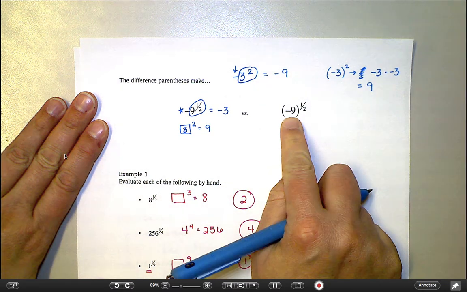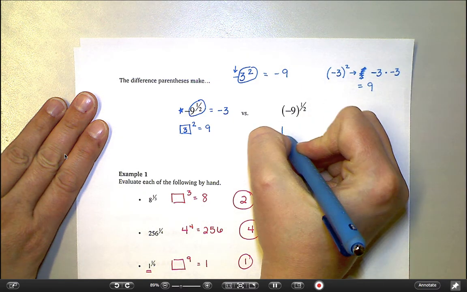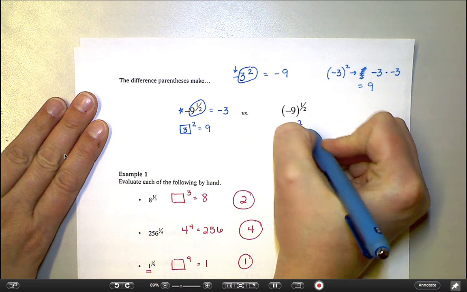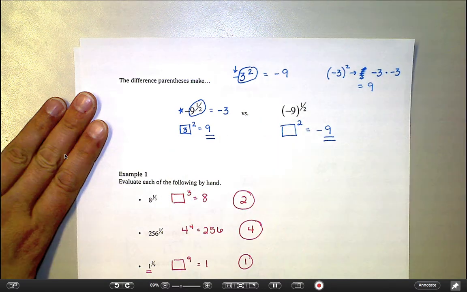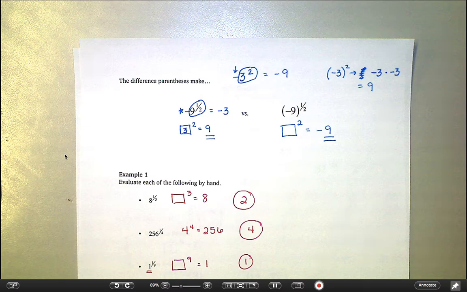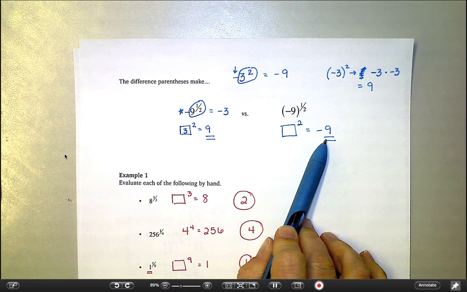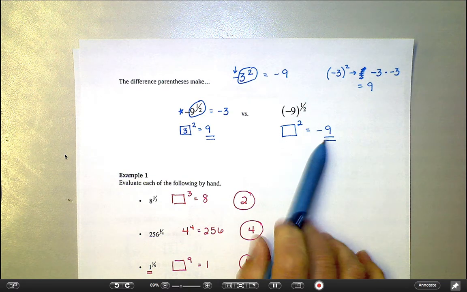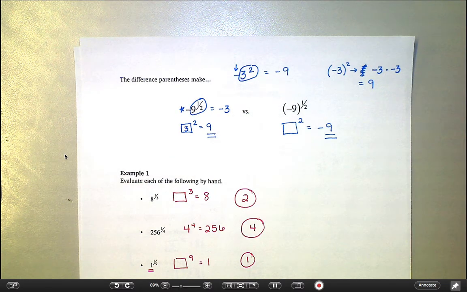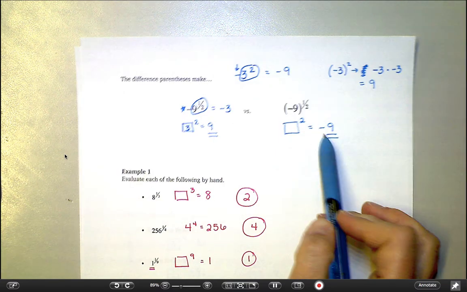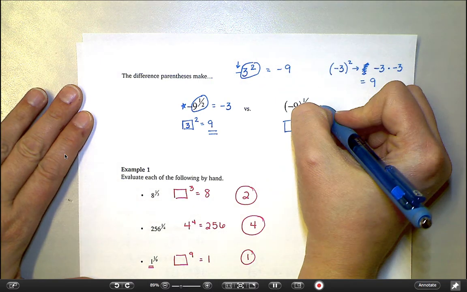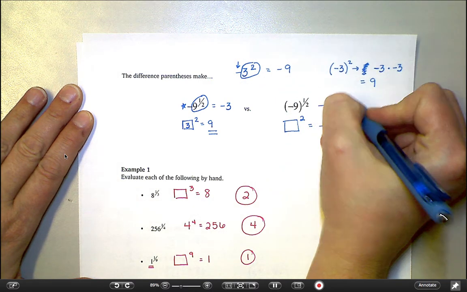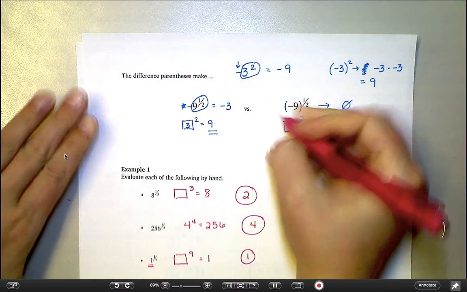But this one is asking me what to the power of 2 makes negative 9. All right, that's the big difference here. One is asking me for positive 9, one is asking me for negative 9. Negative 9 is impossible unless we're using imaginary numbers. And for the sake of this content, we really don't use imaginary numbers here. So if you try to do negative 9 to the 1/2 power in your calculator this way with the parentheses, you're going to get no solution, okay? Because this thing is not possible.